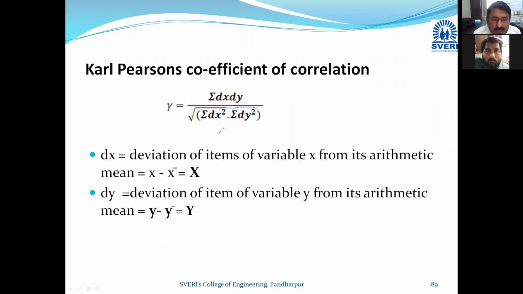So Karl Pearson's coefficient of correlation is equal to summation dx dy divided by summation dx square into summation dy square, this term being under root. Okay, so dx is equal to the deviation of items of variable x from its arithmetic mean. So x values, for example, assume that 10 x values are given. Very first you have to calculate the arithmetic mean, and x minus x bar you will calculate as dx.